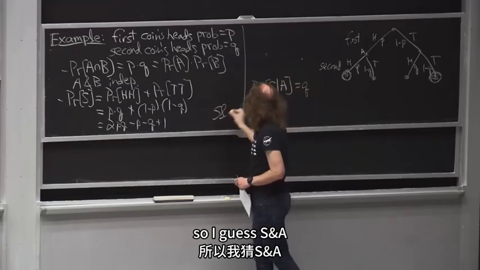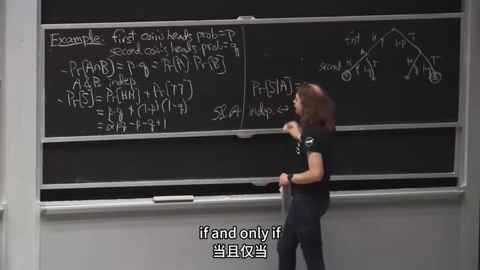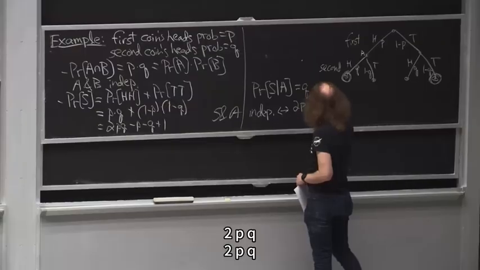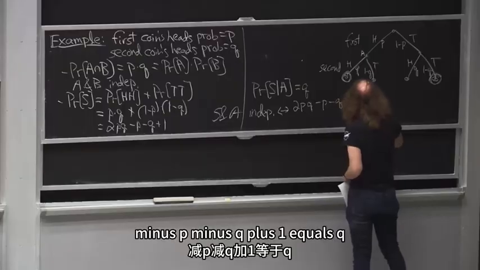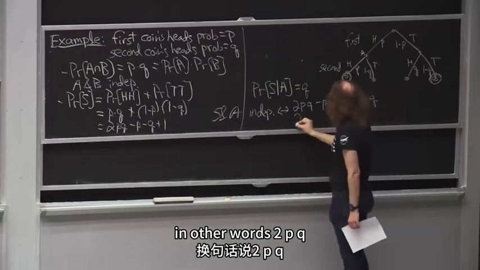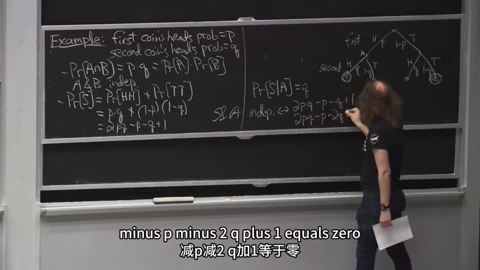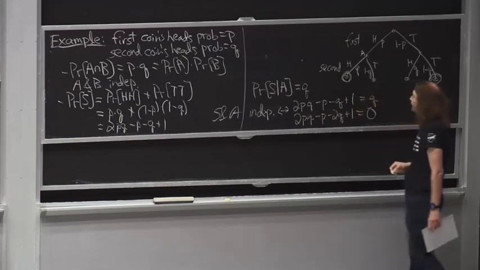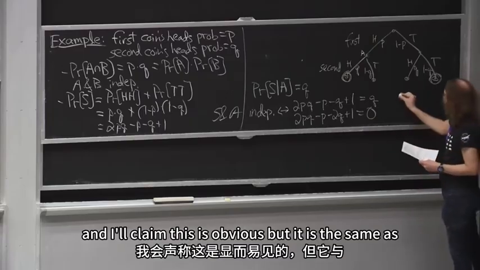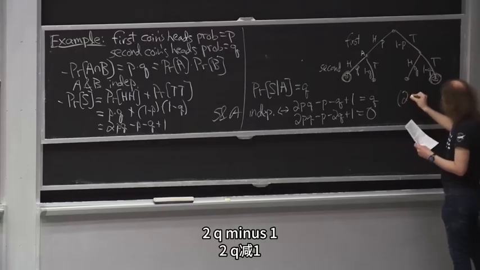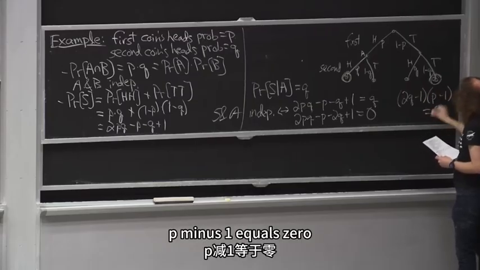So I guess S and A are independent if and only if 2pq minus p minus q plus 1 equals q. In other words, 2pq minus p minus 2q plus 1 equals 0. And this happens to factor. I don't claim this is obvious, but it is the same as 2q minus 1 times p minus 1 equals 0.